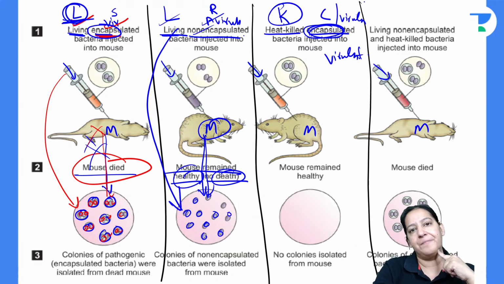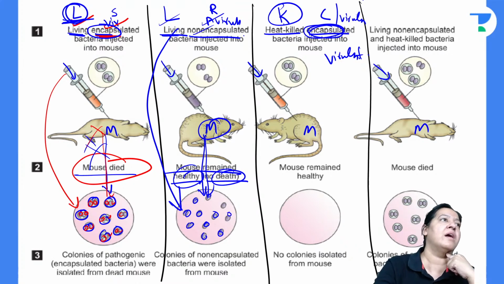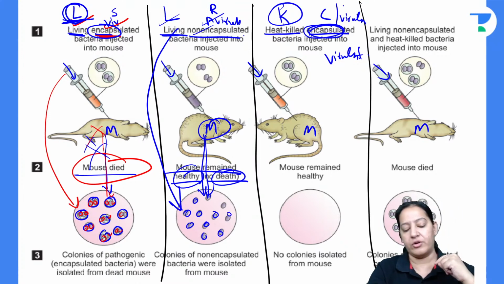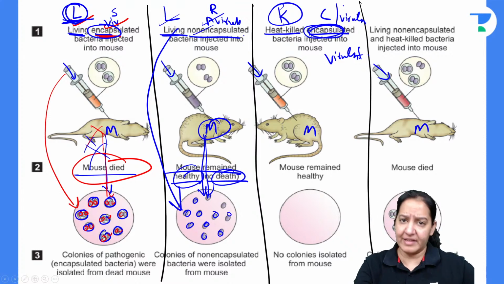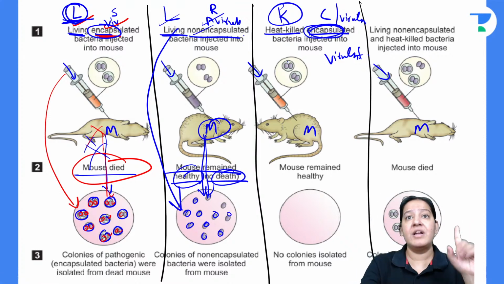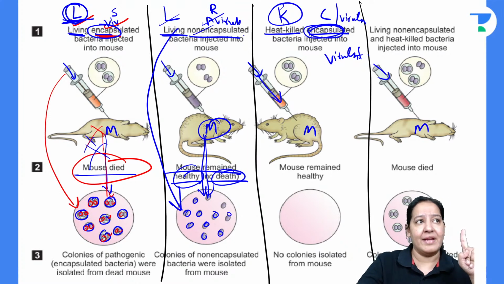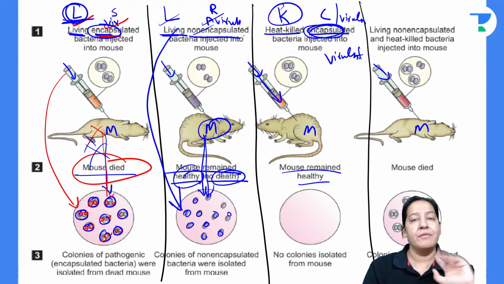What will happen to the mouse? Will the mouse die or not die? I'm asking you, Samir, Lavanya, RR, others. I know the bacteria is virulent, but if the bacteria is dead, will it kill the mouse? The bacteria is dead even before injecting. Yes, Samir. So the mouse is healthy. You will not find the mouse killed. The mouse is absolutely healthy.